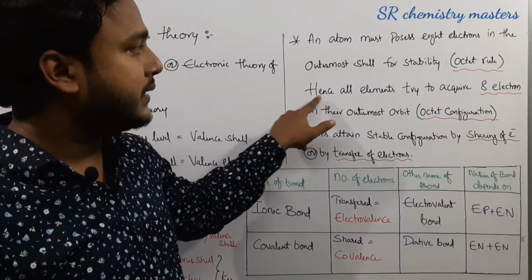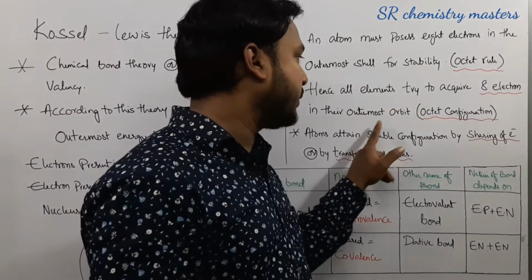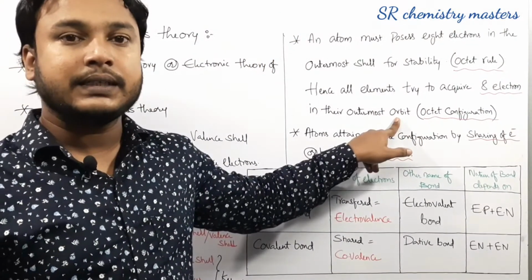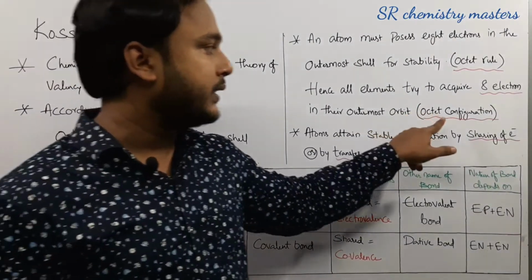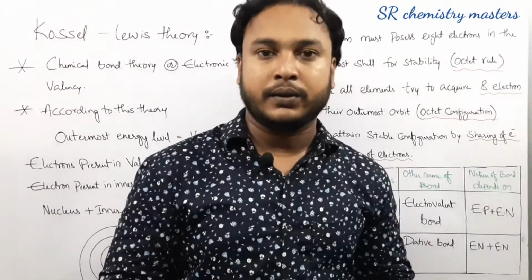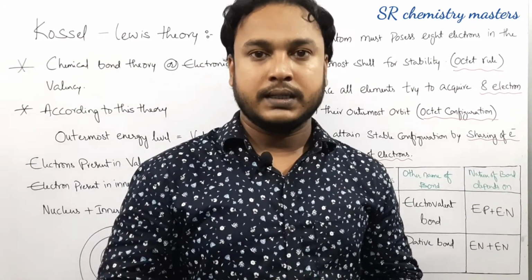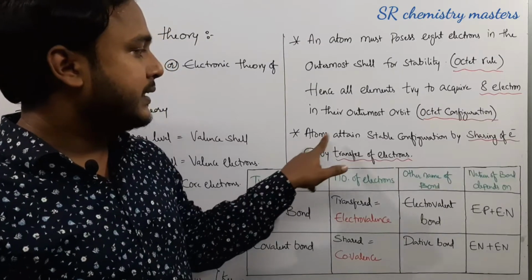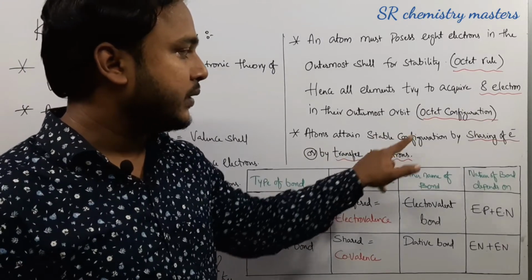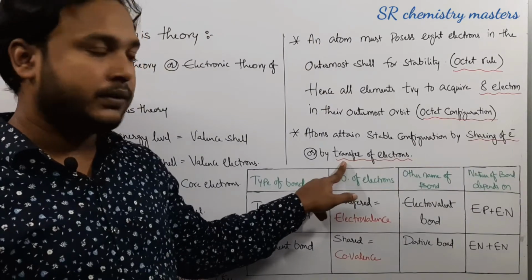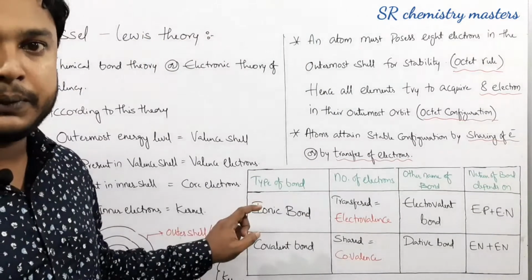Hence, all the elements try to acquire 8 electrons in their outermost shell or outermost orbit, and this configuration is considered as the octet configuration. The atoms which have the octet configuration in the outermost shell are considered as the most stable atoms. Atoms can attain the stable configuration or else the octet configuration either by sharing electrons or by transfer of electrons. Here we have prepared a tabular form.